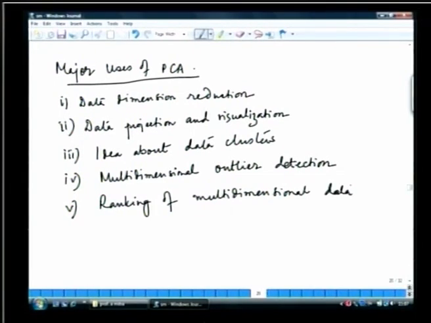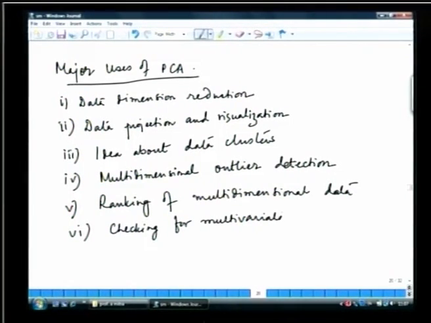And projection of the data can also tell us whether the data comes from a multivariate normal population or not. So, that is checking for multivariate normality. So, we can handle as many things with a PCA, and all of these are very important practical applications, practical uses for multidimensional data. Checking for, last one is checking for multivariate normality.